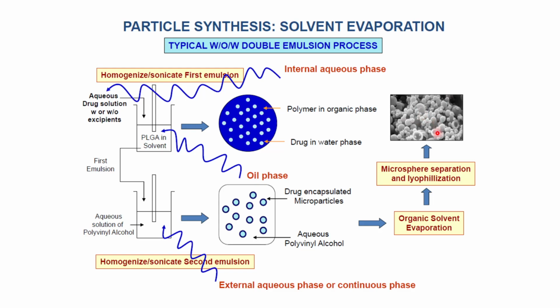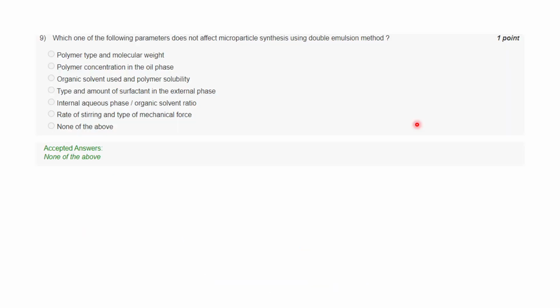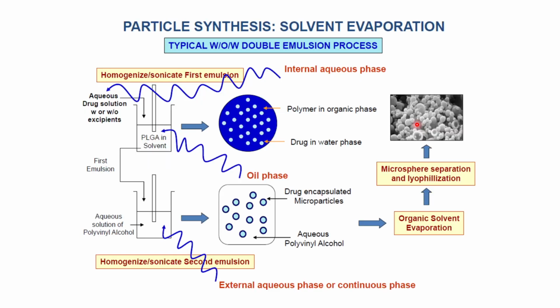I don't know if you can see this clearly, but this is how the particles look in SEM images, and you have your drug inside this. So essentially you're creating a hollow shell of PLGA inside which your drug will be encapsulated. So this is one method of making microparticles by encapsulating the drug. So the question is asking us which parameters do not affect the microparticle synthesis. To answer this, let's first see which parameters affect the microparticle synthesis.